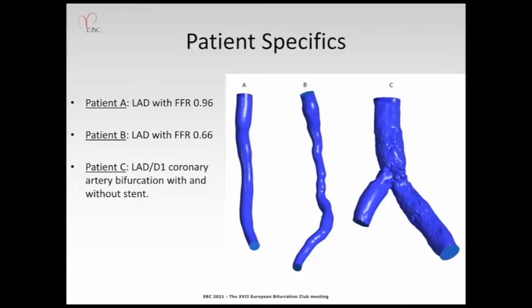1 subject was normal with fractional flow reserve greater than 0.96, so no stenosis. 1 patient had a functionally significant stenosis with FFR less than 0.66. And then 1 additional patient C, we considered both the LAD first diagonal coronary bifurcation before and after stenting.